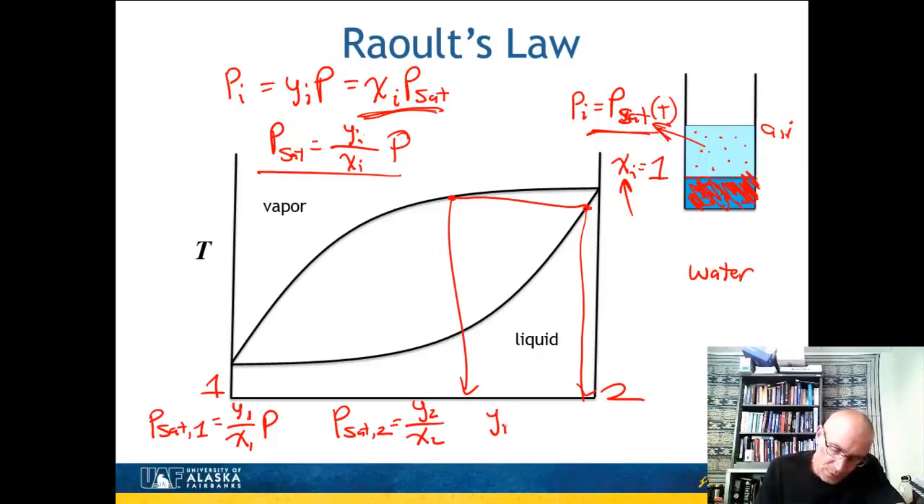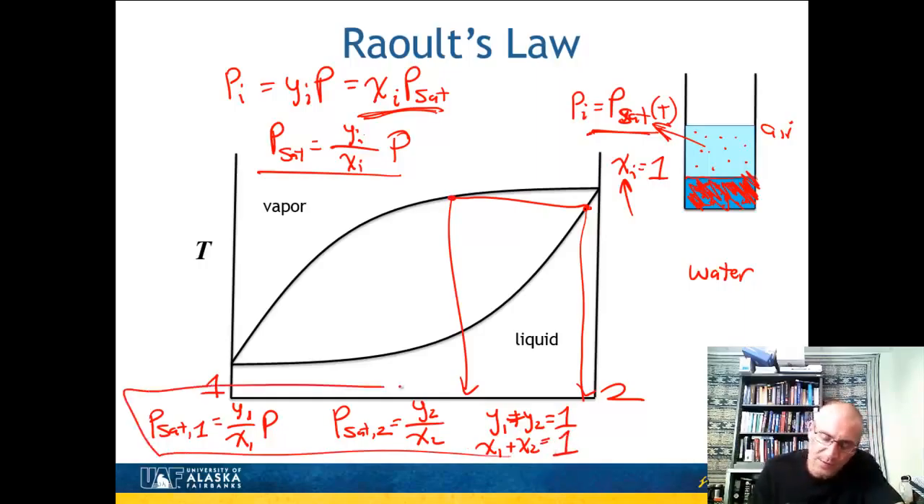And I also know that the mole fractions have to equal 1. So y1 plus y2 have to equal 1. x1 plus x2 has to equal 1 as well if I have a binary mixture. So from here, given some saturation pressure information from the 2 components that I have, I can go ahead and determine what the relative fractions are in the liquid phase and in the vapor phase.